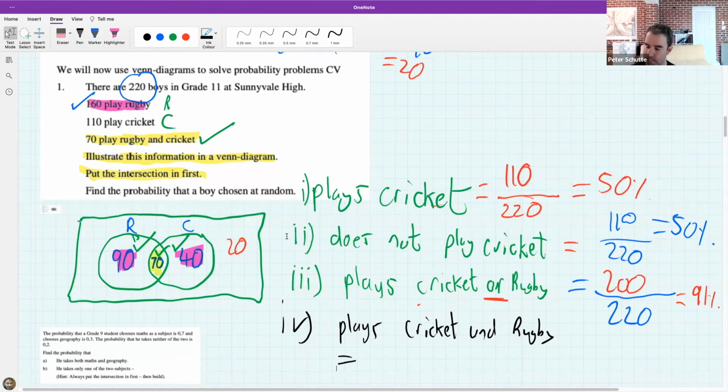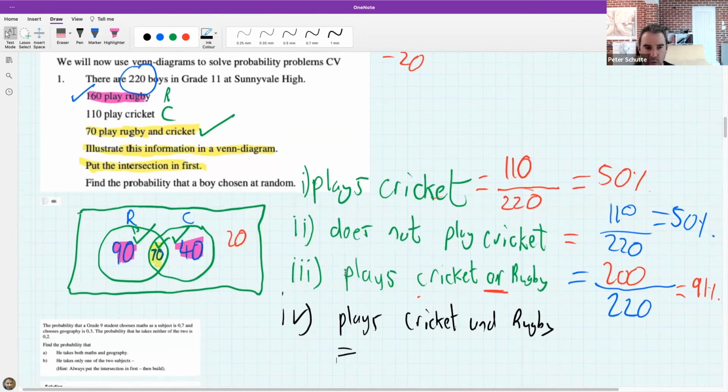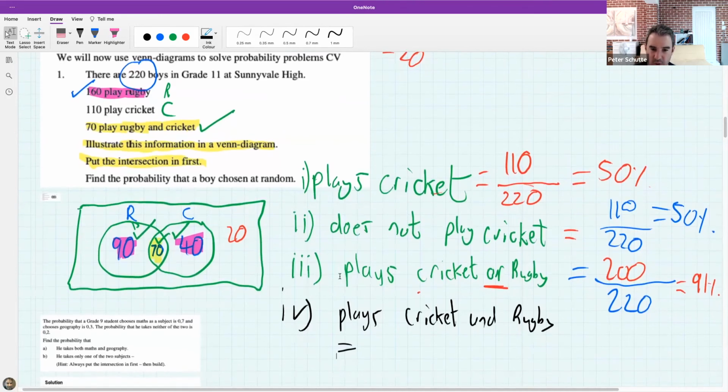Cool. So what is the probability that someone plays cricket and rugby? Now we're looking for the intersection because you have to play both. You can't just play one of them. The number of possible outcomes are 220, but the favorable outcomes, the ones that count for this question, is 70. And so 70 divided by 220, it's going to be about 32% chance.